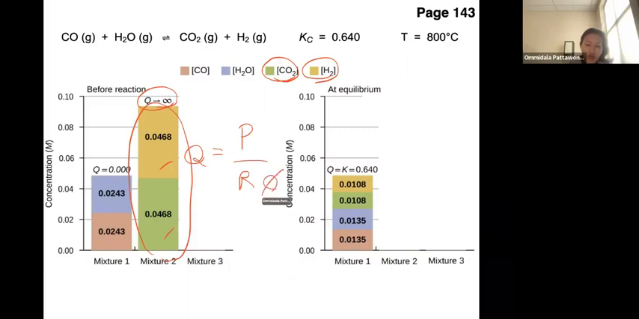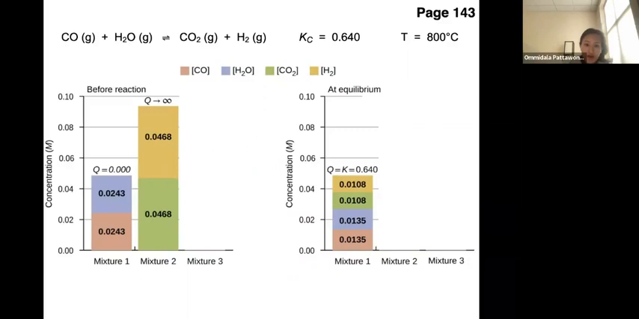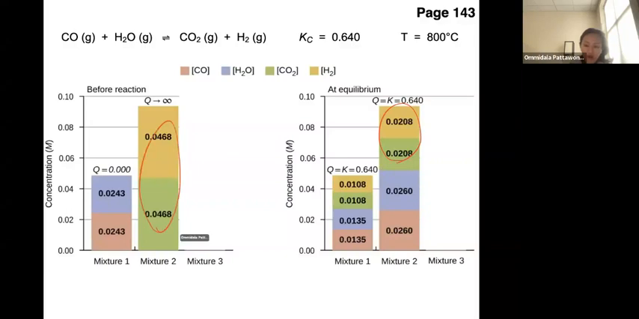So the reactant would be zero, and anything divided by zero is going to be infinity. Therefore, the value of Q would be infinity at this point. As time proceeds, the amount of the product is going to reduce to increase more of the reactant in order to achieve equilibrium. So when you look at mixture two at equilibrium, you are going to see less of the concentration of the product in comparison to before the reaction started, and more and more of the reactant being produced. Eventually it's going to achieve equilibrium, where the Q and K values are the same.